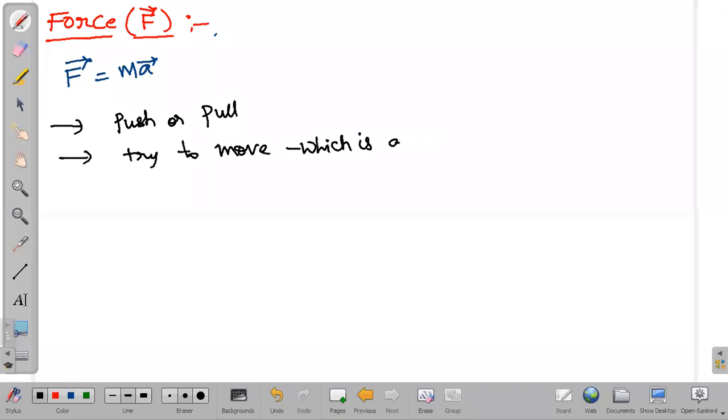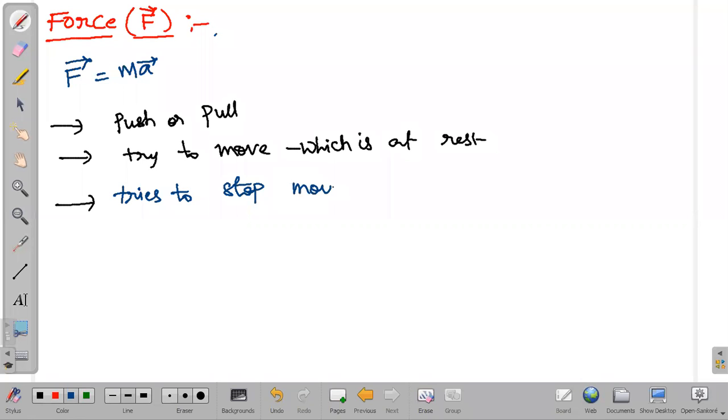Now, next, what else we can say? It is trying to move. That means the object may move when it gets sufficient force to move it. Otherwise, it may be at rest only. Next, if the object is already in motion, we can stop it, or it may try to stop it. It tries to stop a moving body.